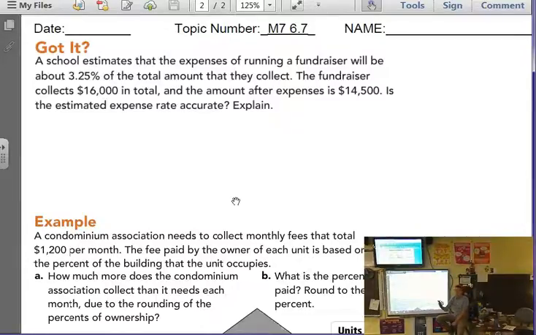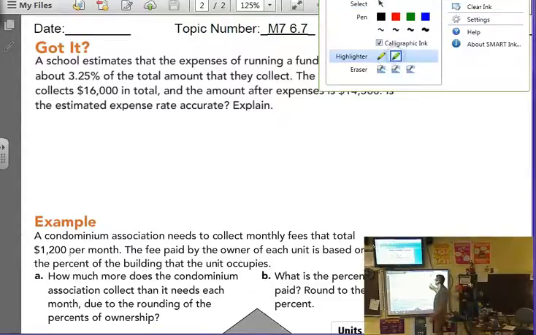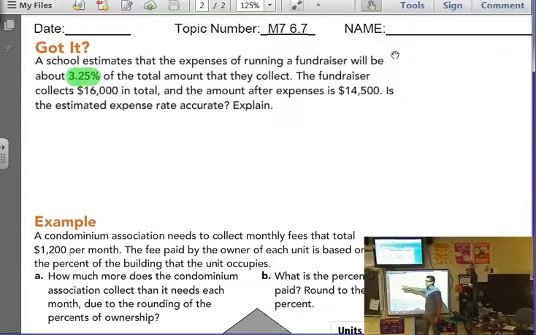So we just had our garage sale, but let's talk about expenses. We have to rent a U-Haul that we go around and pick up donations with. We have to pay for tape and all these things that we have to use. We use markers. We use a cash box. So we've got expenses that we have to pay. So this school is having a fundraiser, and they expect that their expenses will be 3.25% of the money they collect. So this tells me to multiply.